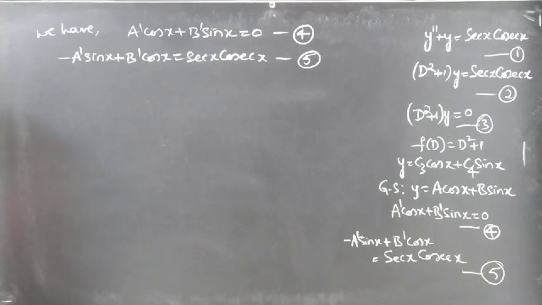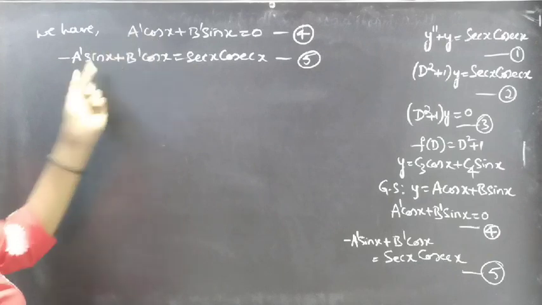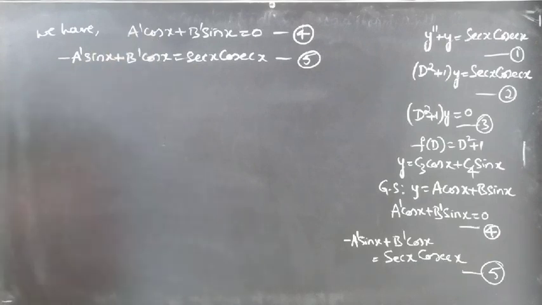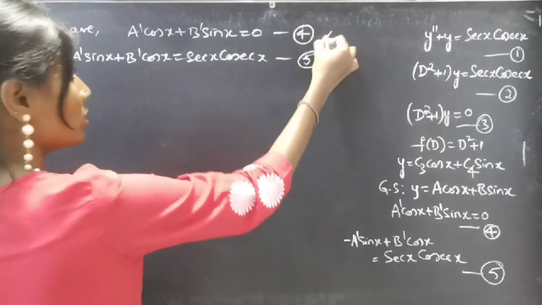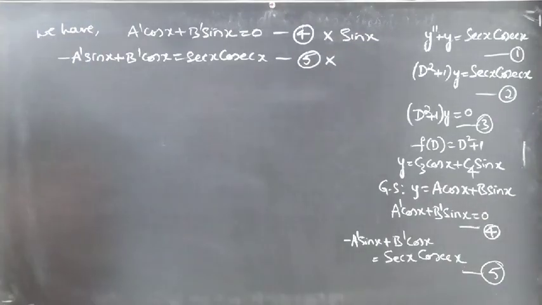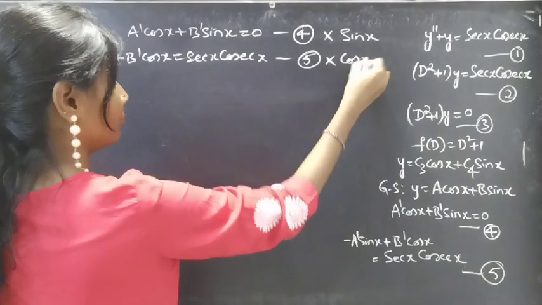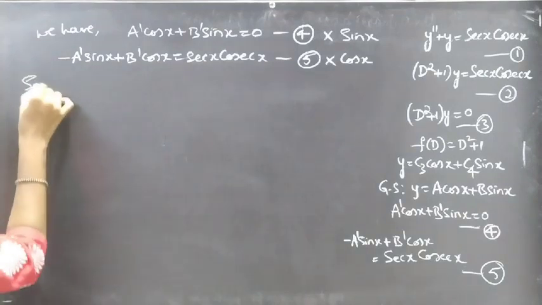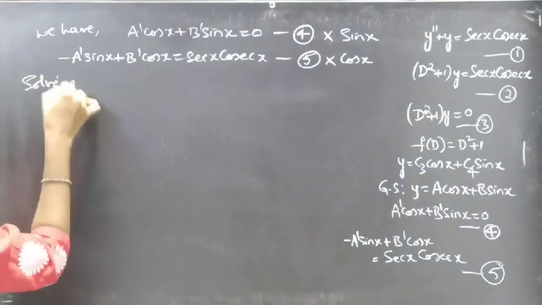Now just observe the terms containing a dash. In the first equation we are having a dash cos x, and here we are having minus a dash sin x. In order to solve these two equations, if we want to cancel the term involving a dash, firstly we need some sin x here and a cos x here, right? So what we'll do is multiply equation 4 with sin x and equation 5 with cos x, right? And let's solve 4 and 5.